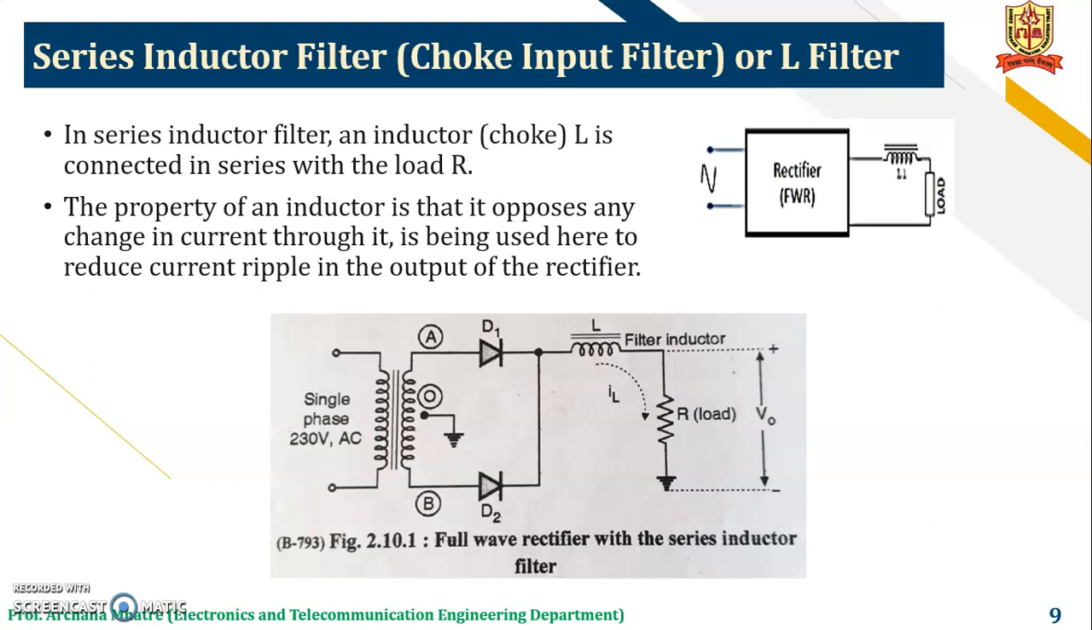Now next type of filter is series inductor filter, also called as choke input filter or L filter. Now this is a circuit diagram which shows the full wave rectifier with series inductor filter. In series inductor filter, the inductor, that is choke L, is connected in series with the load R. The property of an inductor is that it opposes any change in current through it. It is being used here to reduce the current ripple in the output of the rectifier.